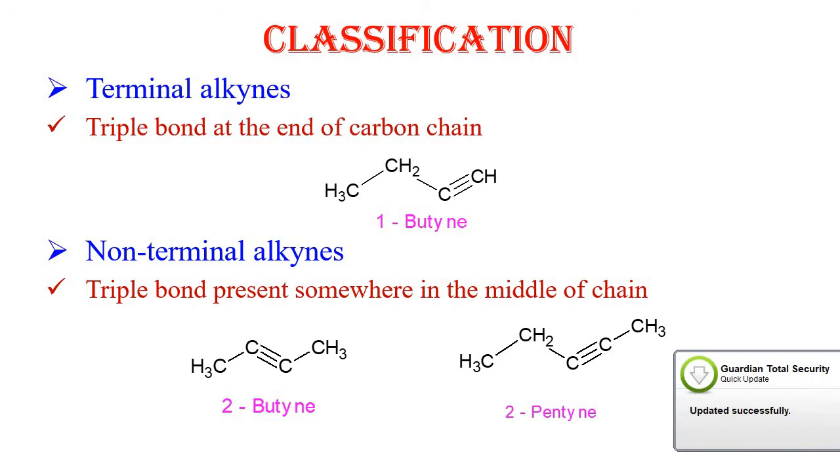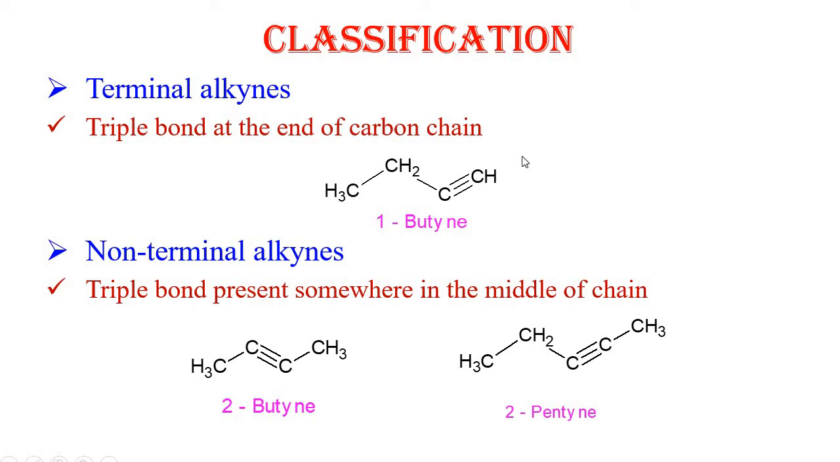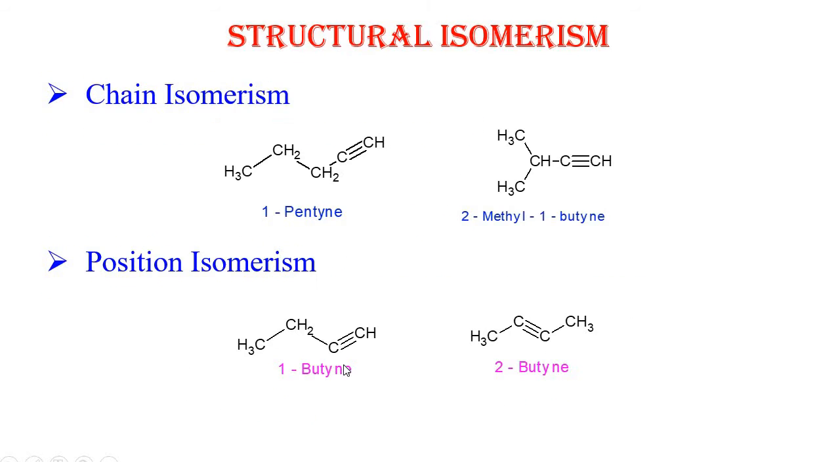Classification of alkynes. Alkynes are classified as terminal alkynes and non-terminal alkynes. As the name indicates, terminal alkynes are those alkynes in which the triple bond is present at the terminal position, that is at the end of the chain. While non-terminal alkynes are those alkynes in which the triple bond is present somewhere in between the chain and not at the ends.